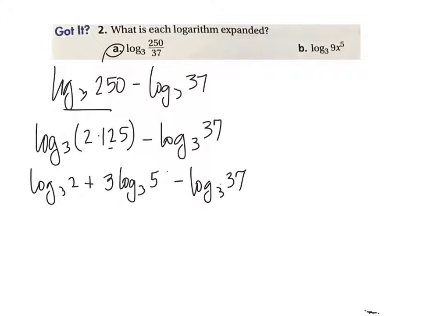So we've expanded out log base 3 of 250 over 37 into log base 3 of 2 plus 3 times log base 3 of 5 minus log base 3 of 37. And that is fully expanded.